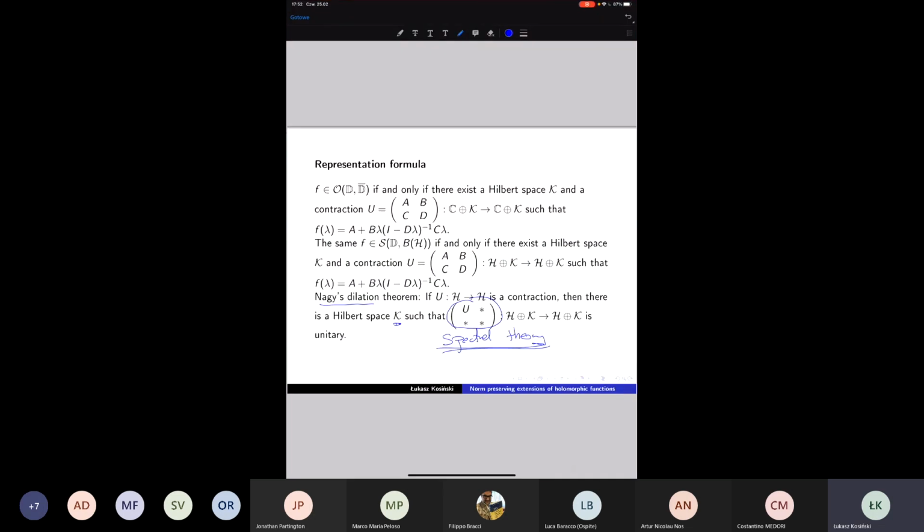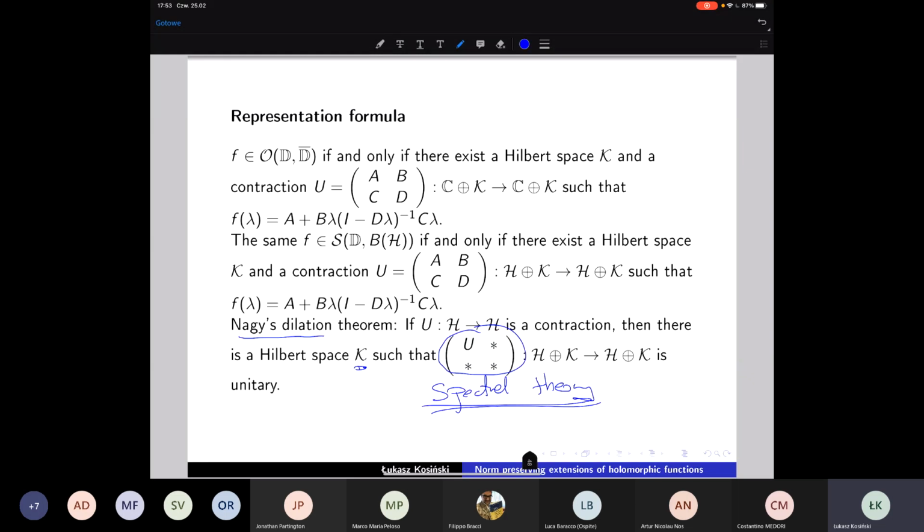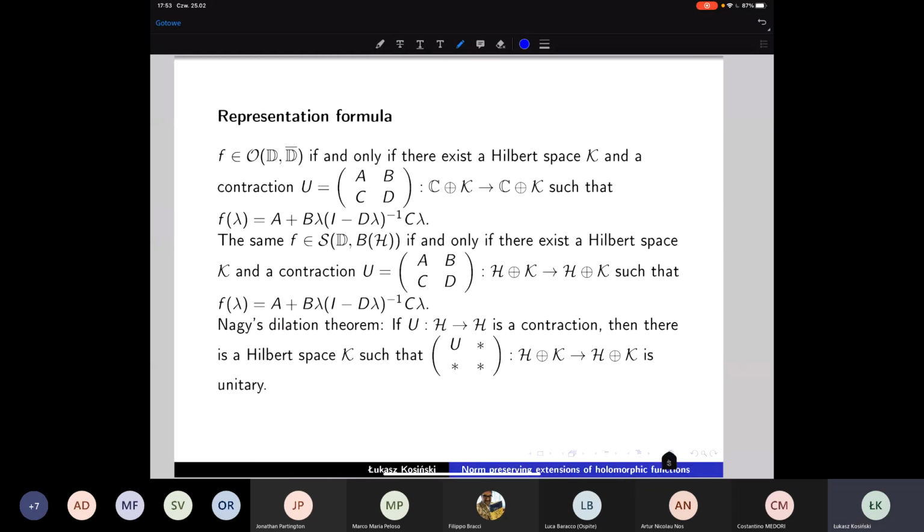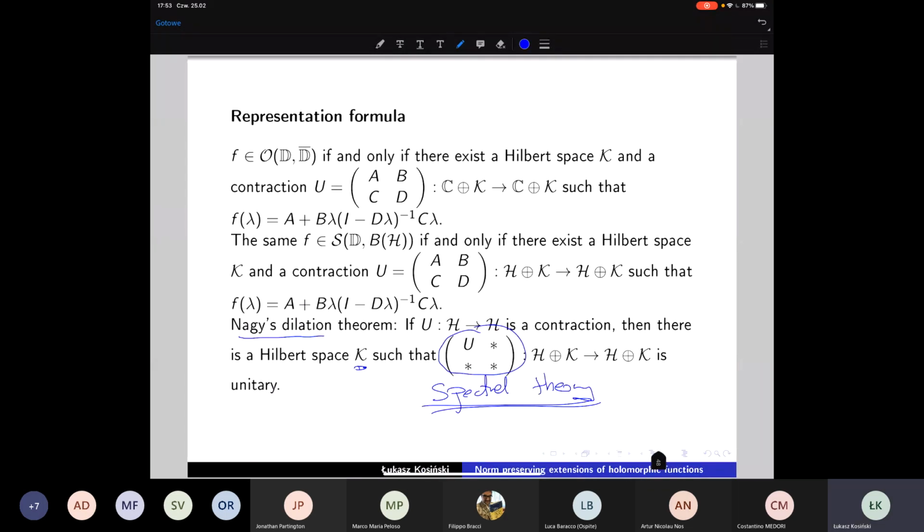So let me come back to the slides. Okay. And the same can be done actually for the symmetrized bidisc. So this covers the case of two discs intersecting at one point.